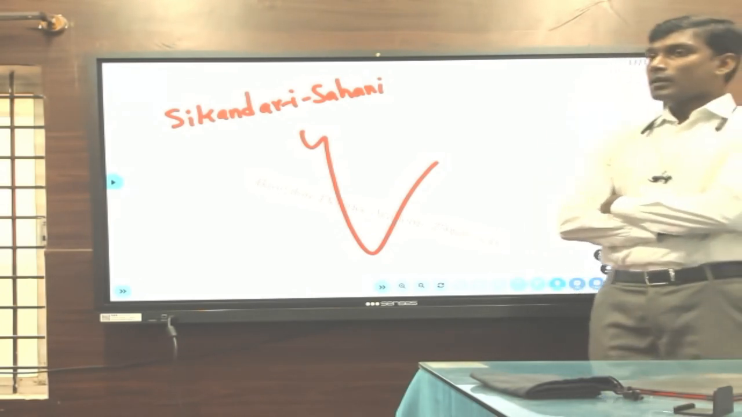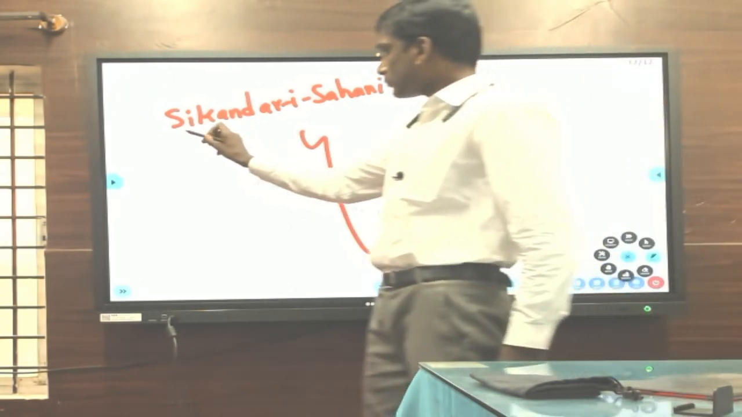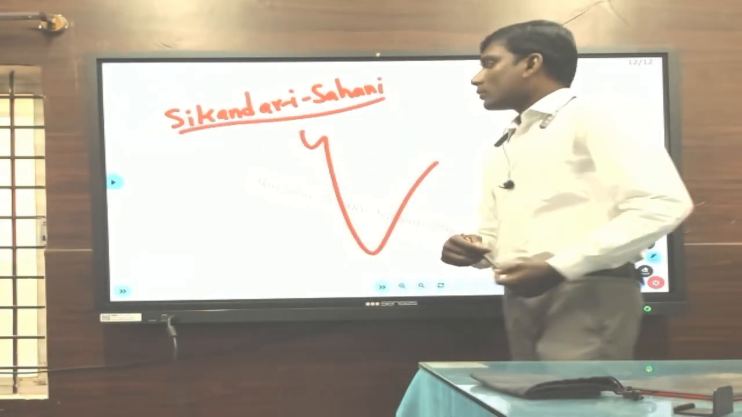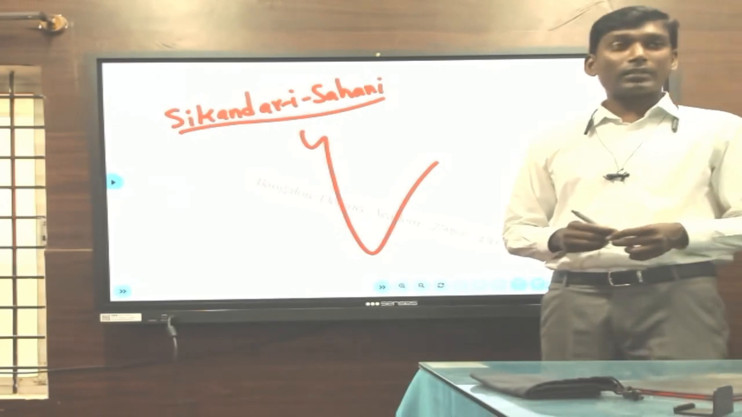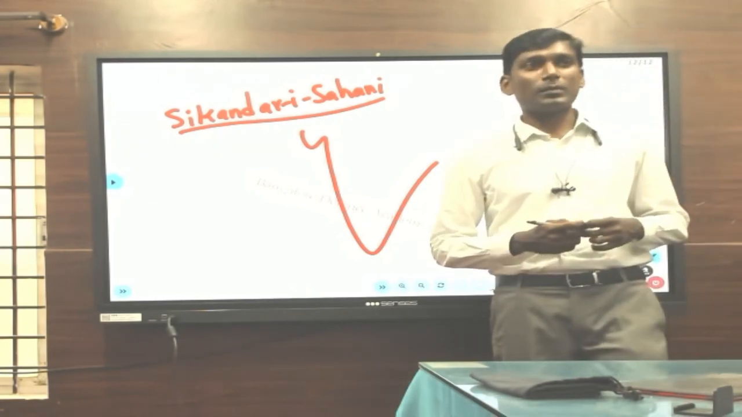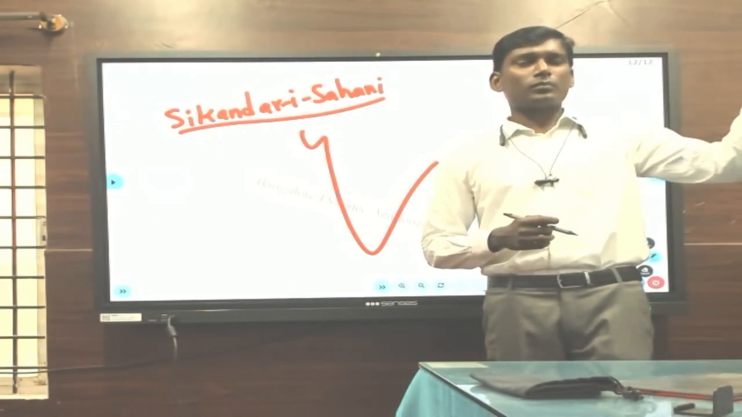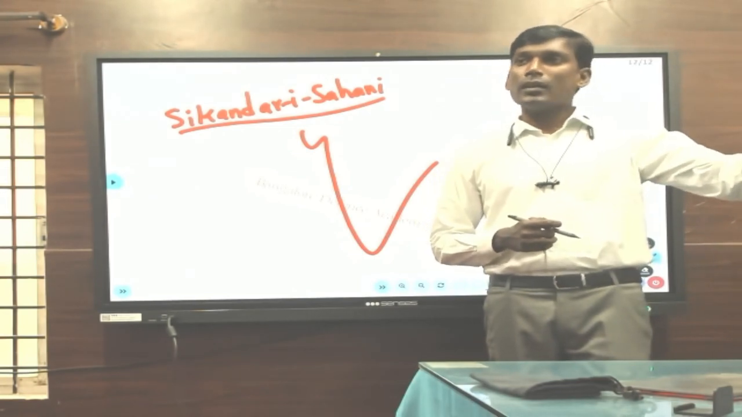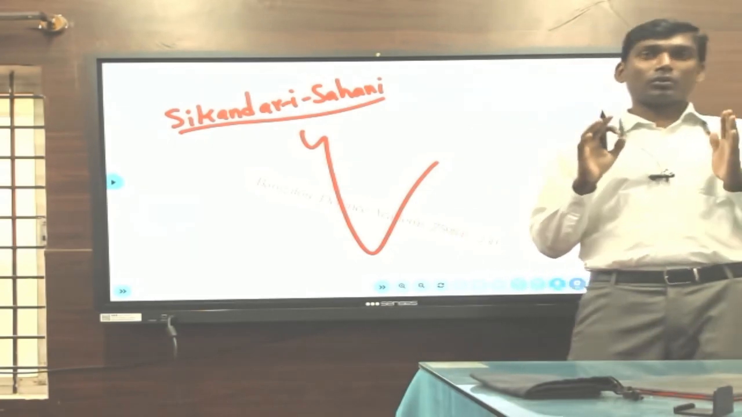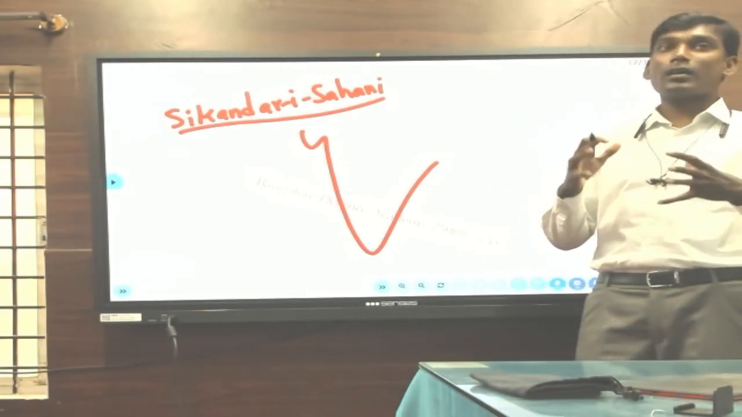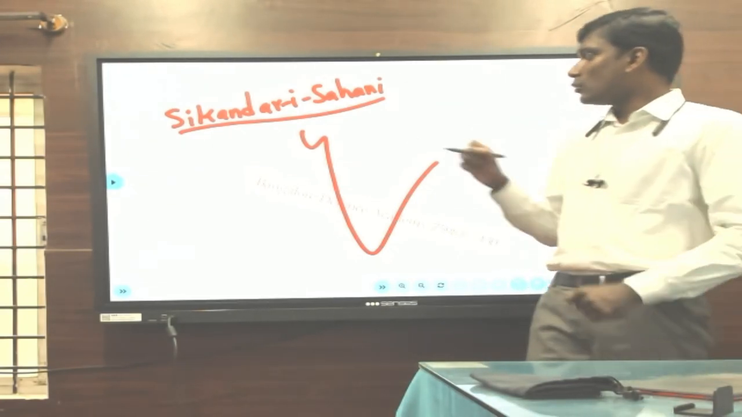Now what happens? I told you about the Ikta system. Iltutmish introduced the Ikta system. What is Iltutmish telling the soldier? You take whatever you want from that land, but first you give it to me. But Alauddin Khilji says, no, I will not do this Ikta system. I am going to bring a new market system. Now what is that new market system?